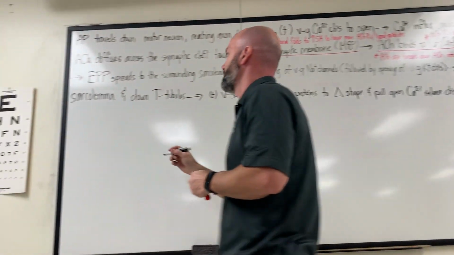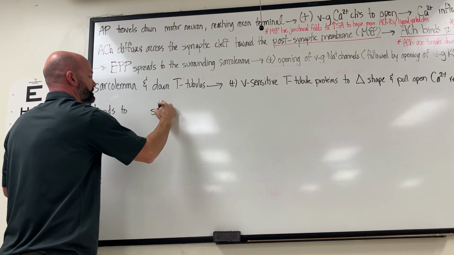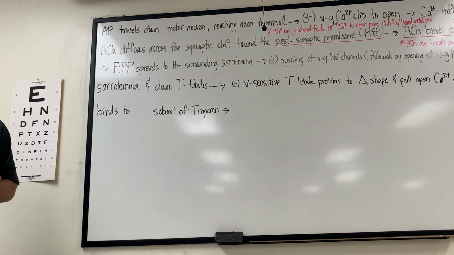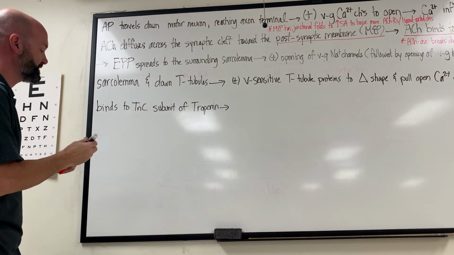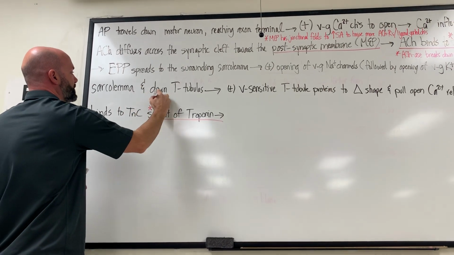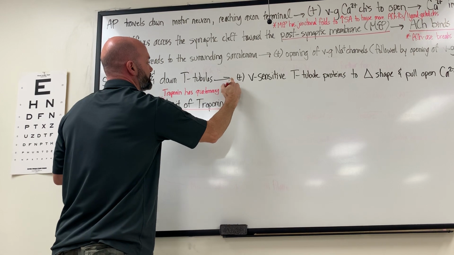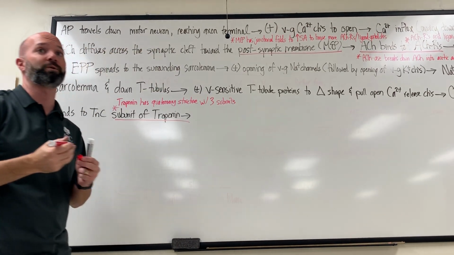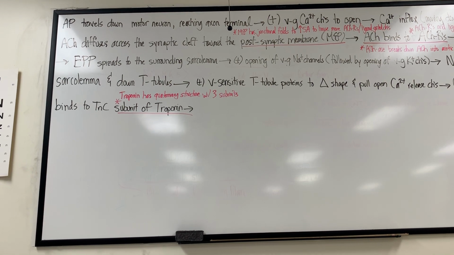It binds to troponin. What part? The TNC. So TN is troponin, C calcium. It's one of the three subunits. As a little aside, you could say troponin has quaternary structure with three subunits, and you could go on to talk about what they are. TNC binds to calcium. TNI is bound to actin. TNT is bound to tropomyosin.